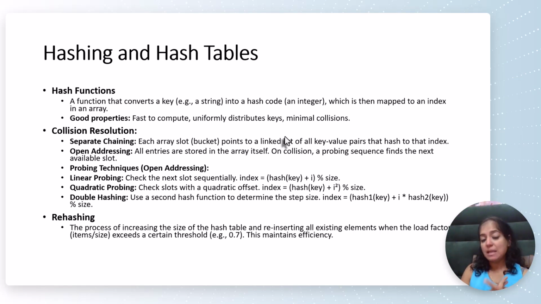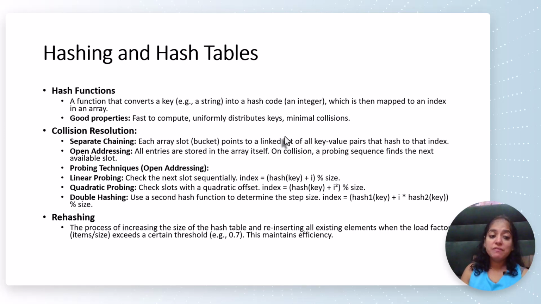We have separate chaining, in which every bucket has an associated linked list. Open addressing has the probing techniques: linear probing, quadratic probing, and then double hashing. In this one, we use two hash functions, one hash function plus the other hash function. And then rehashing.